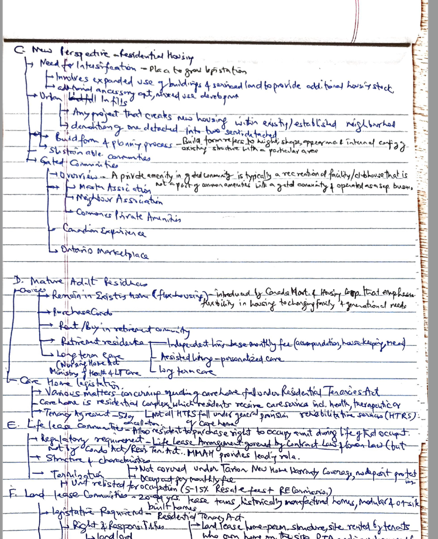Common versus private amenities. Gated communities can be owned, managed by a master association, a neighborhood association, or a private enterprise. Typical amenities include golf courses and associated golf clubhouses.